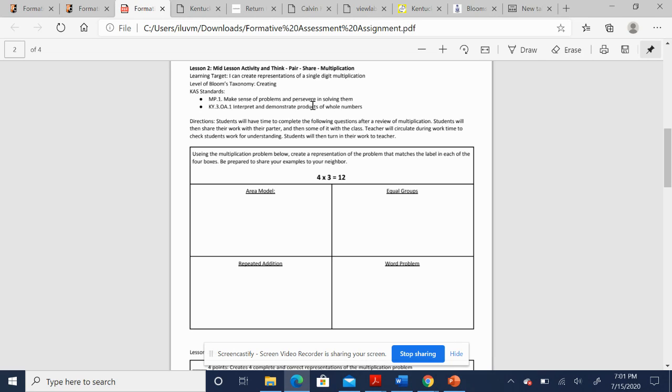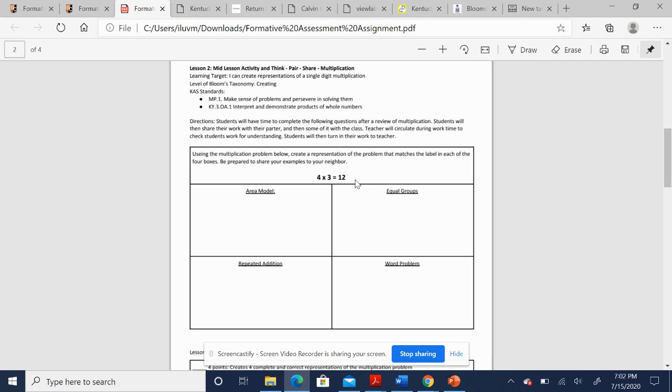Yes, it does. Now let's go down here and let's look and see if the activity is going to match the standard. Students have time to complete the following questions. After a review, then they'll share their work with their partner. Some of it will be with class. Teacher will circulate and check students' work. That's good, okay? And then students will turn it into the teacher.